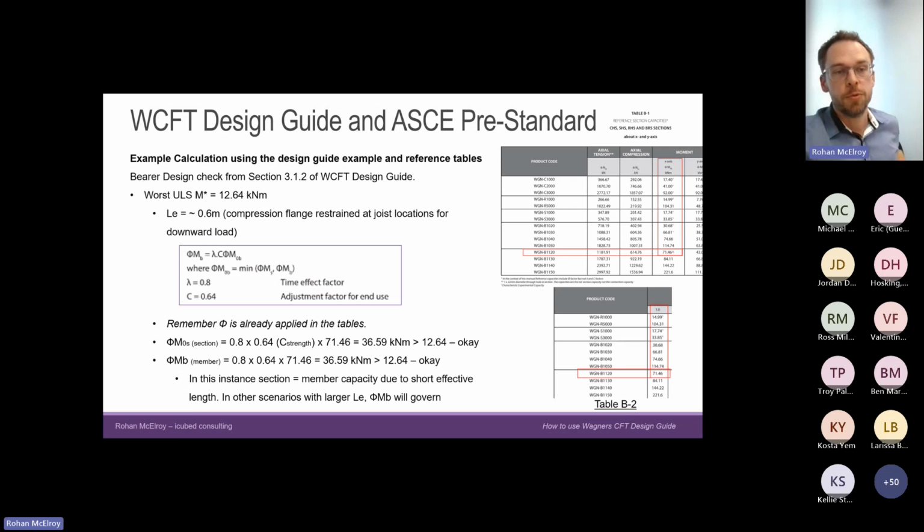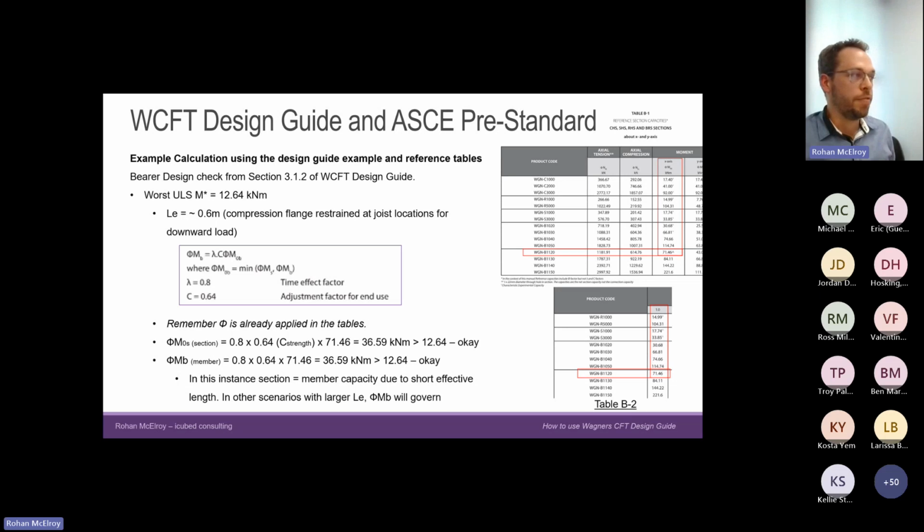Really simple engineering principles. If you convert that UDL into a bending moment for a simply supported beam, you'll get a design moment of 12.64 kilonewton meters, which is shown at the top here. And what we're doing in this slide is going to the back of the CFT design manual and pulling out your section moment capacity and member bending capacities, and just confirming that your knocked down capacity is greater than the design moment. So typical limit state design theory here.